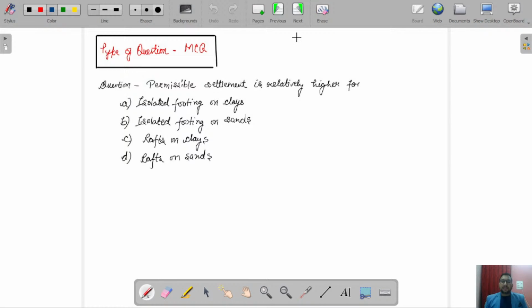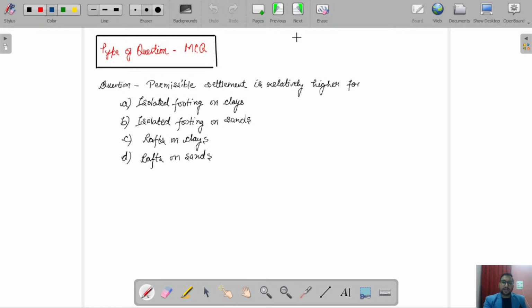Now this is a database question. Permissible settlement is relatively higher for. Although this is a database question, based on your civil engineering judgment also, you can answer this, even though you don't know the values. Permissible settlement is relatively higher for.